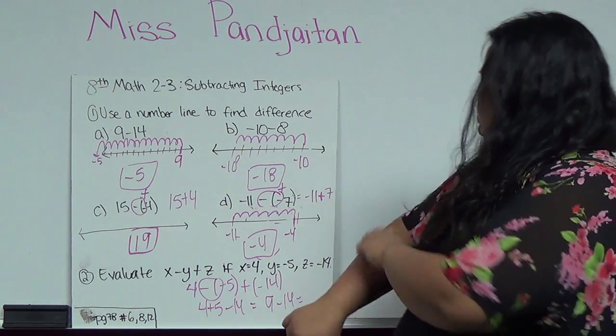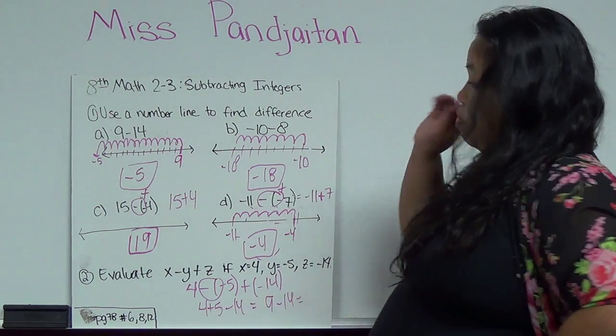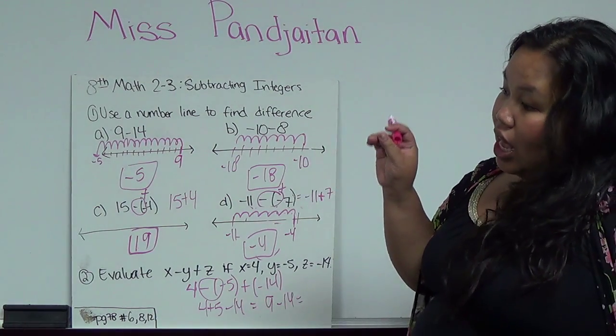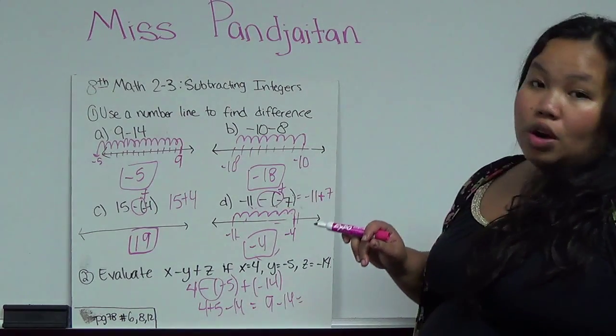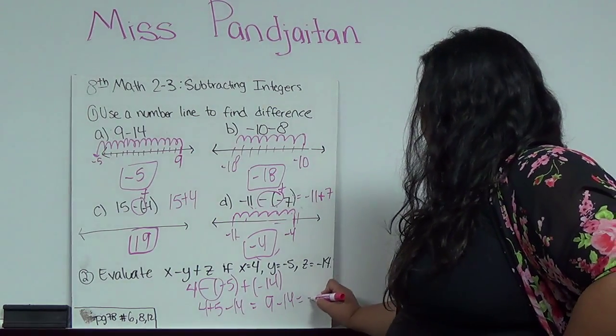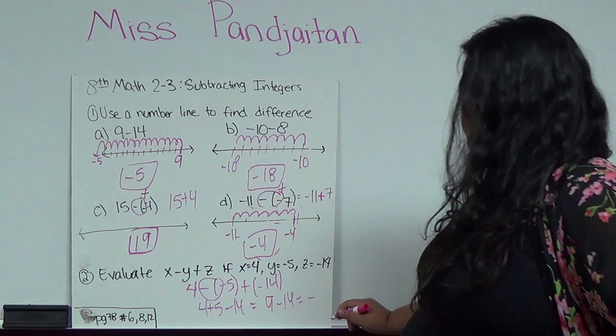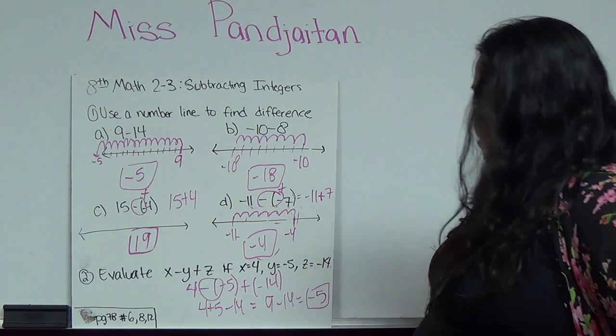So 9 minus 14, we're going to start at 9, positive 9. Now do this in your head. You're going to start at positive 9 and you're going to go down 14. So you're going to go past the 0, right? We're going to go 5 past the 0. So we're going to get negative 5.